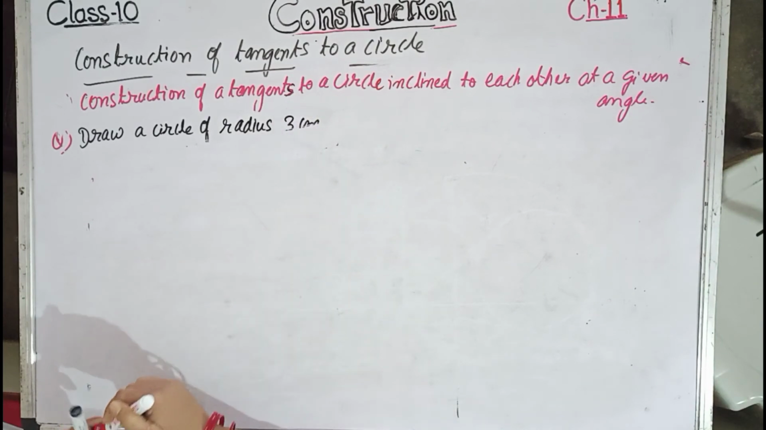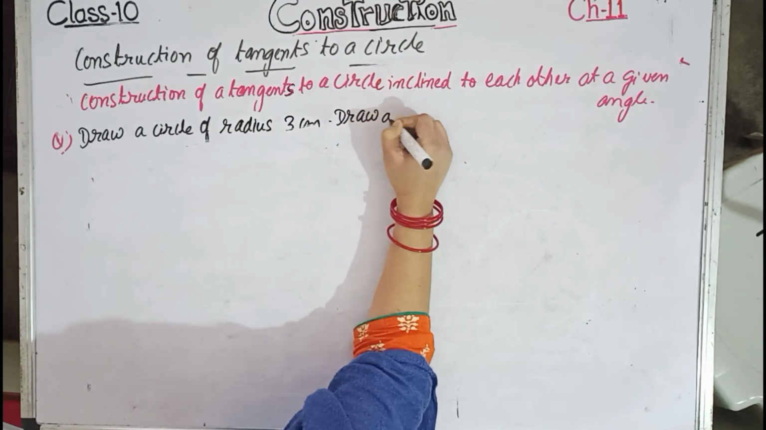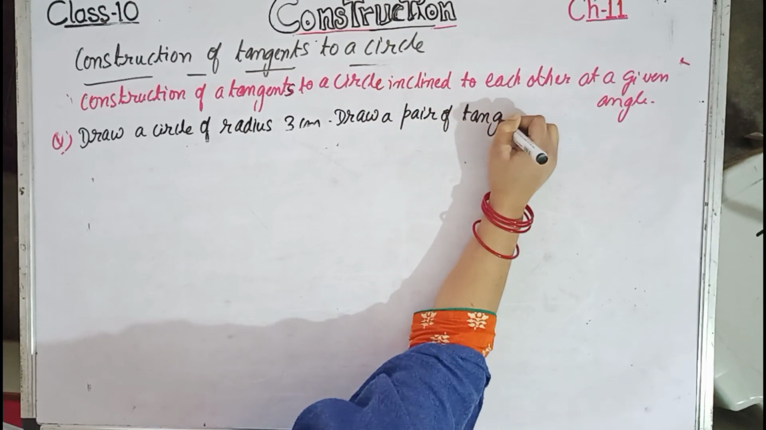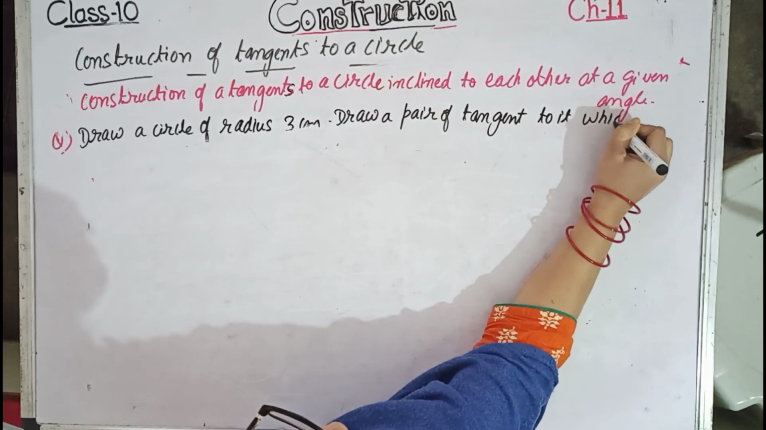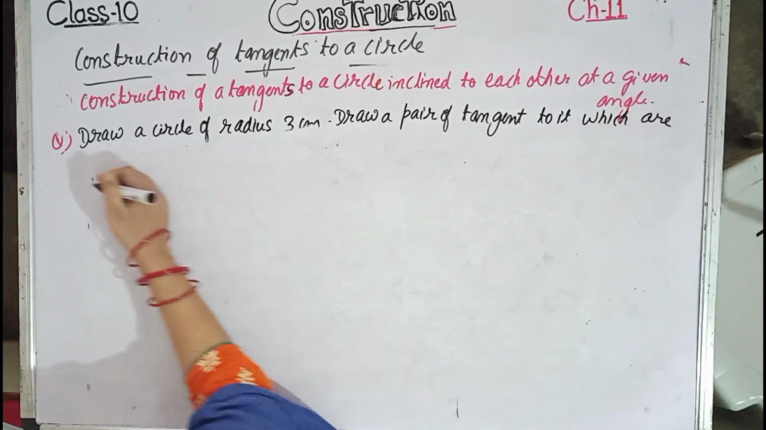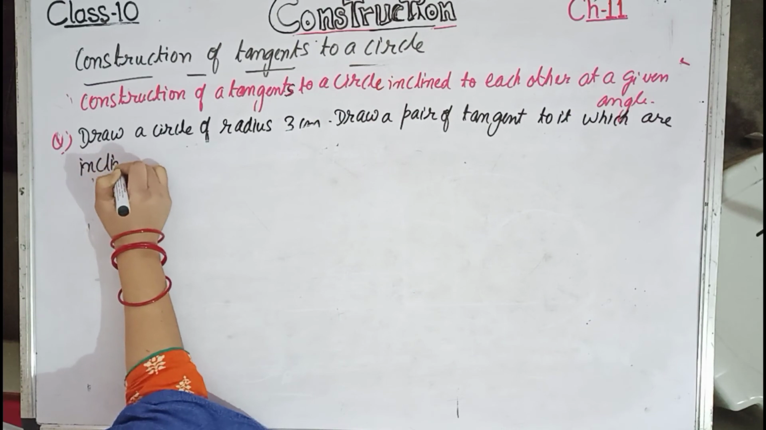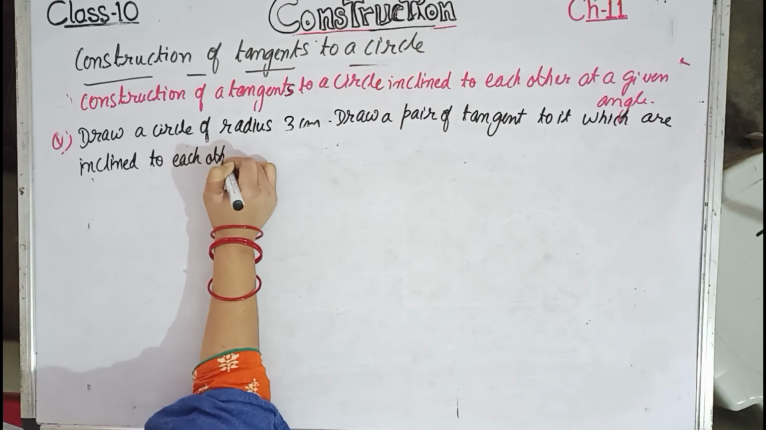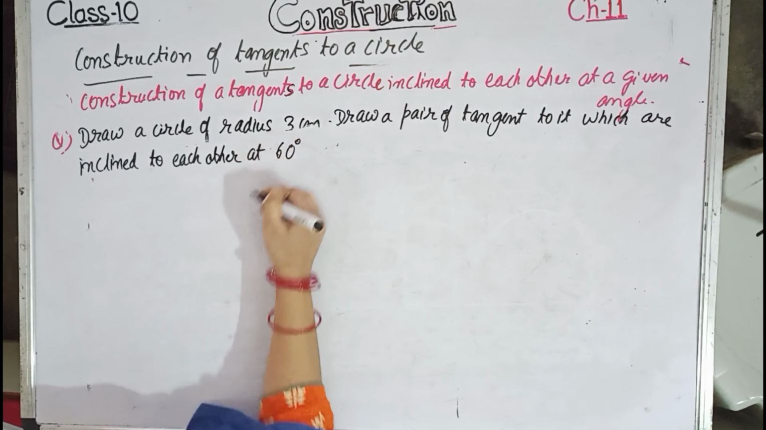So draw a circle of radius 3 cm and draw a pair of tangents to it which are inclined to each other at any angle. Say suppose the easiest is 60 degree.